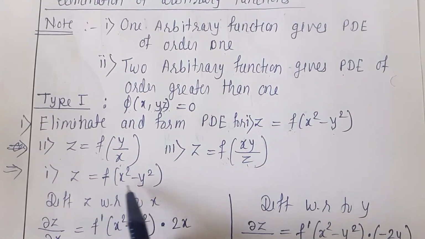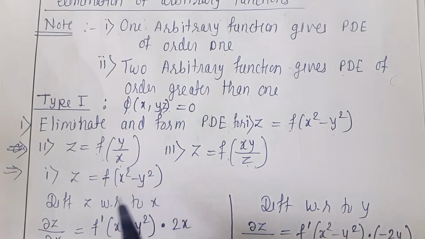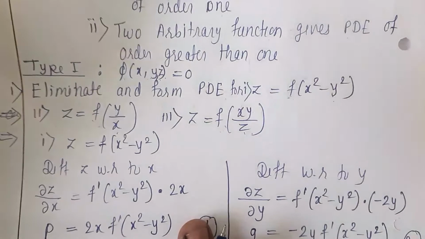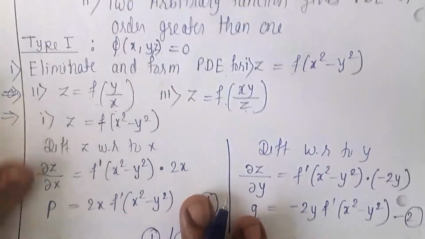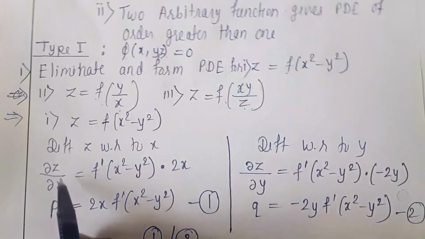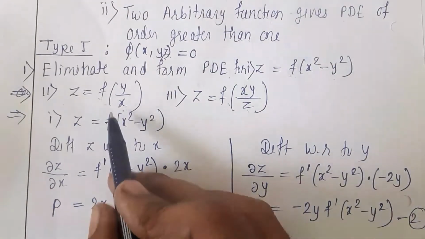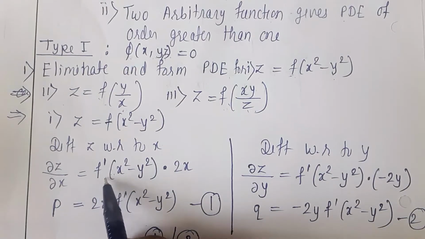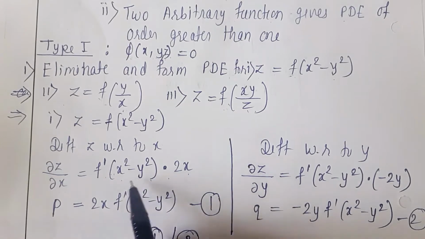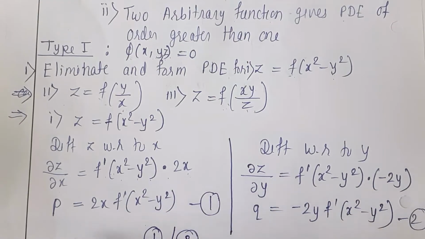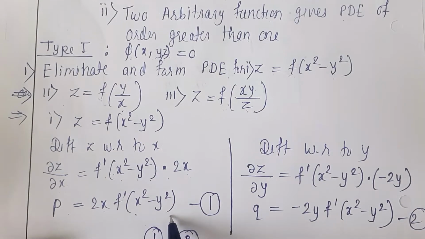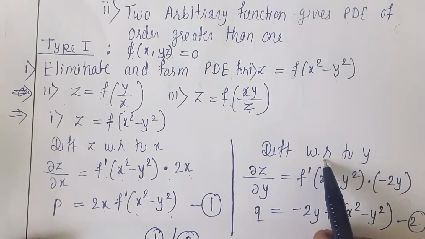If z is equal to f of x square minus y square, then we differentiate this z with respect to x. What is del z by del x? The derivative of f is in general f dash of x square minus y square, multiplied by the derivative of x square, which is 2x, and the derivative of minus y square is 0. So del z by del x is p, which is equal to 2x into f dash of x square minus y square.